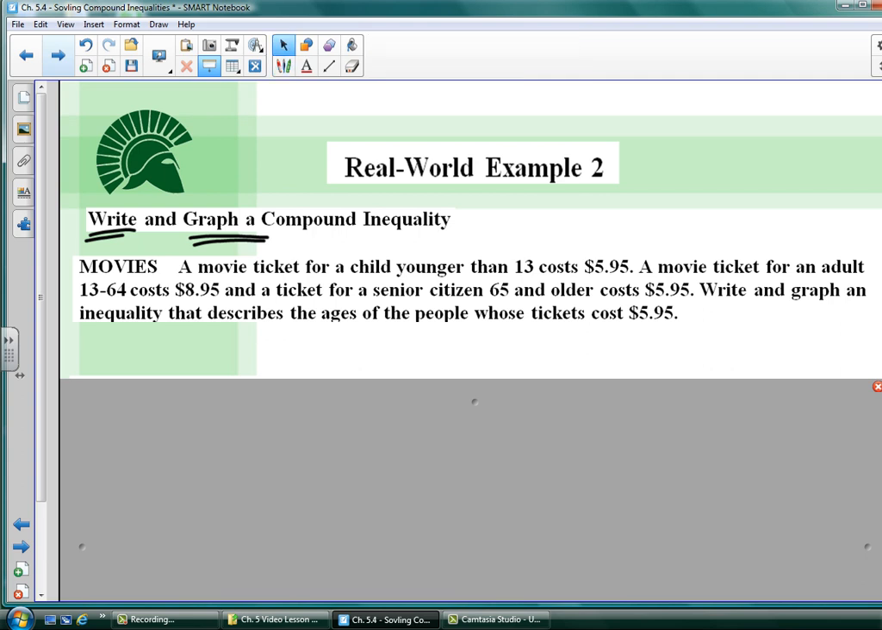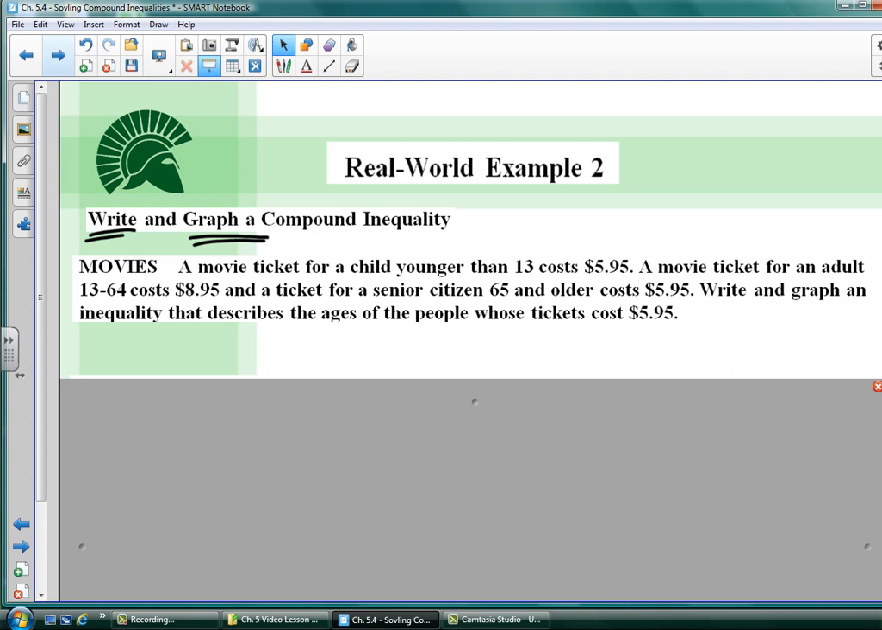So a movie ticket for a child younger than 13 costs $5.95. A movie ticket for an adult between the ages of 13 and 64 costs $8.95. And a ticket for a senior citizen, 65 and older, costs $5.95. Write an inequality and graph. So that's two things we have to do: an inequality that describes the ages of people whose tickets cost $5.95. Well, in words, we already know what's happening.